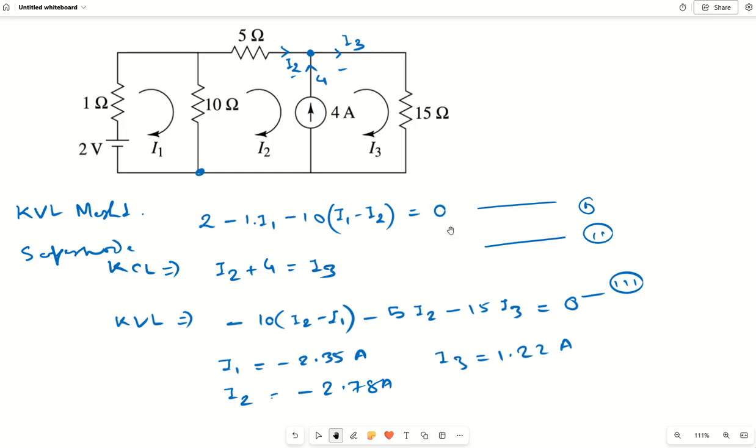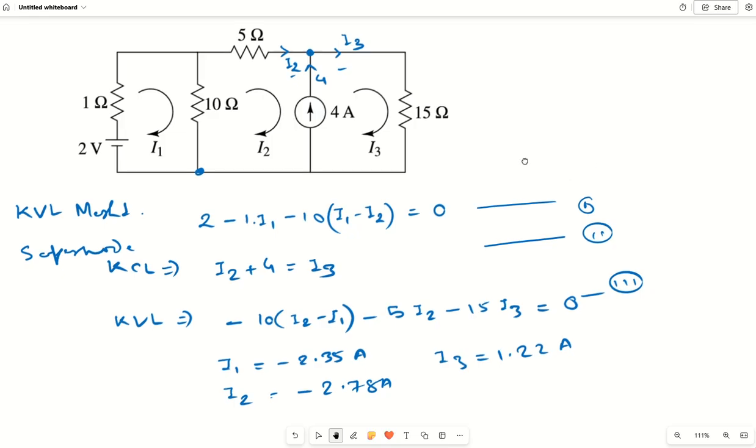So what is supermesh analysis? Whenever we have two meshes that share a current source in between them and there is no current source in the outer loop, then it is called a supermesh. Whenever you go for solving any numerical from now onwards, just check whether you have a supermesh in your circuit or not. If there is a supermesh, then instead of writing a KVL equation, we have to write both KVL and KCL equations: KCL equation across the node and KVL equation in the outer loop.